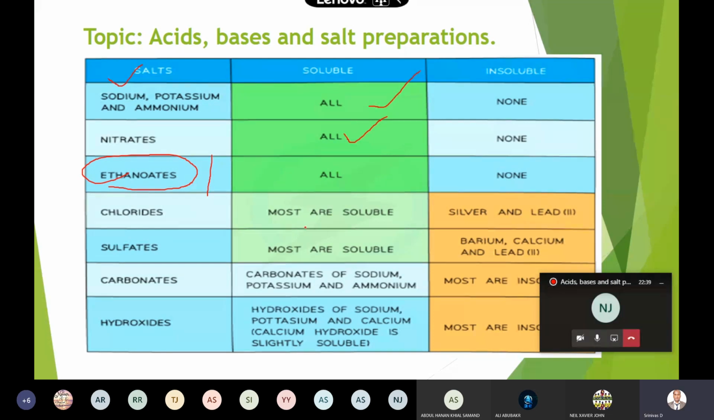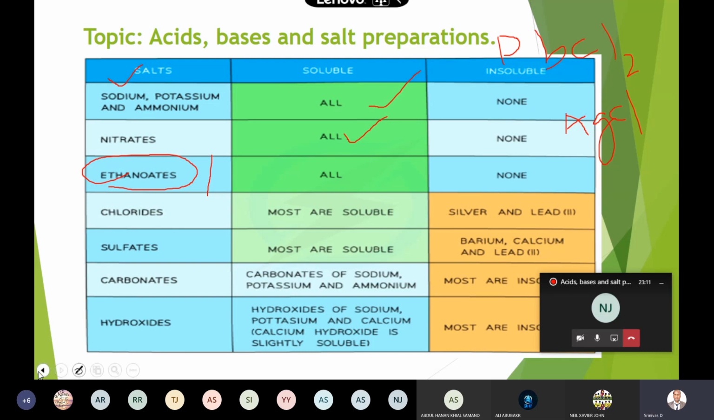But some chlorides: most of them are soluble, and silver and lead chlorides are the only insoluble ones. If you find lead chloride, like PbCl2, or AgCl, except these two, the remaining are all soluble. That's the meaning of this sentence. Then sulfates, most are soluble. Sulfates of barium, calcium, and lead.